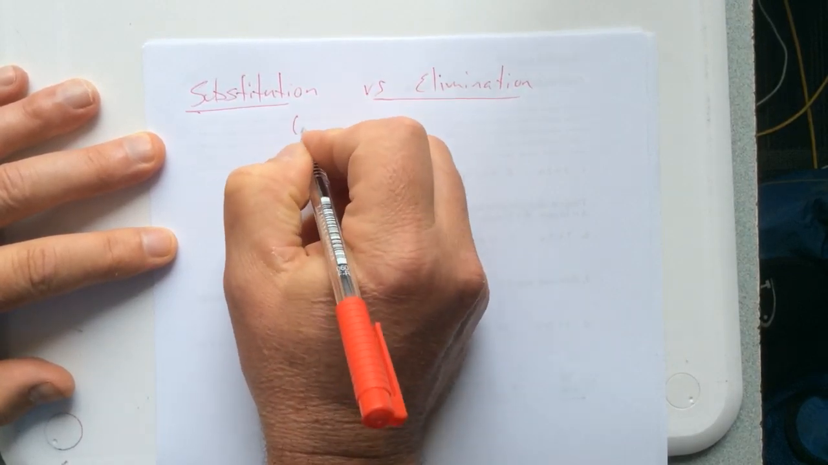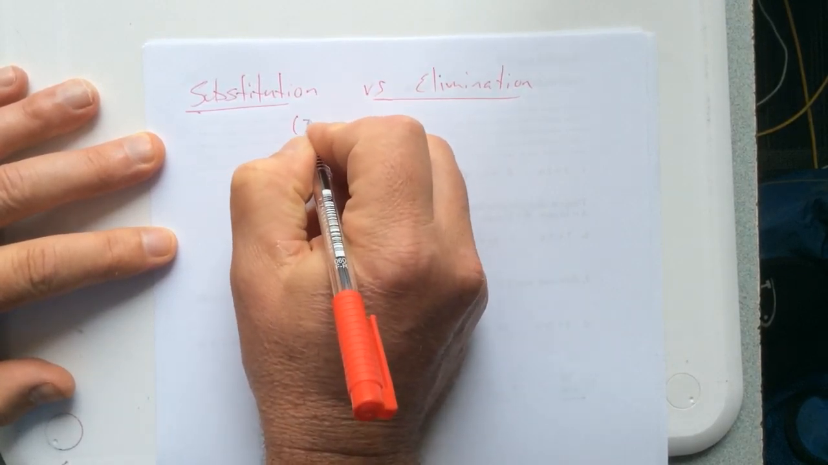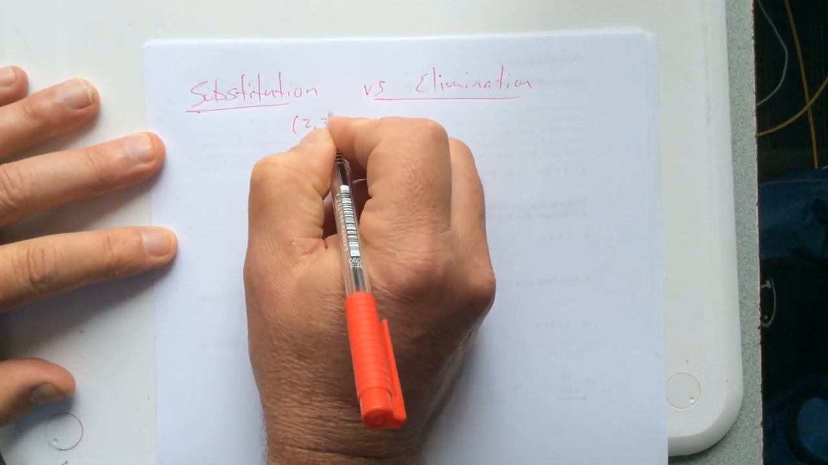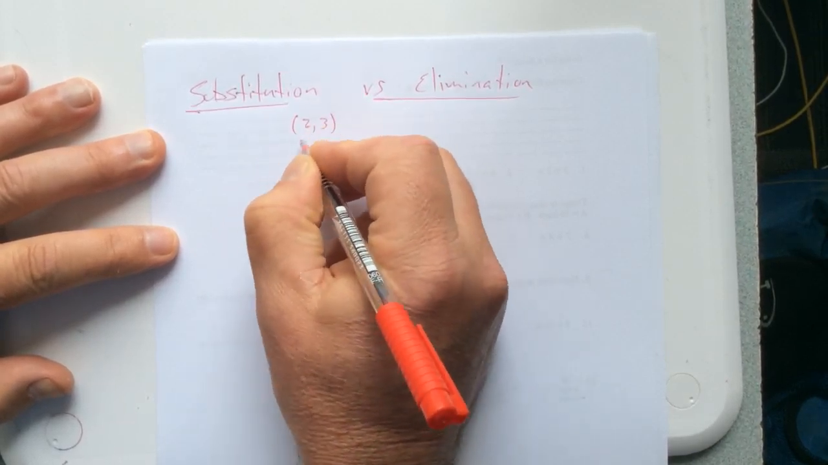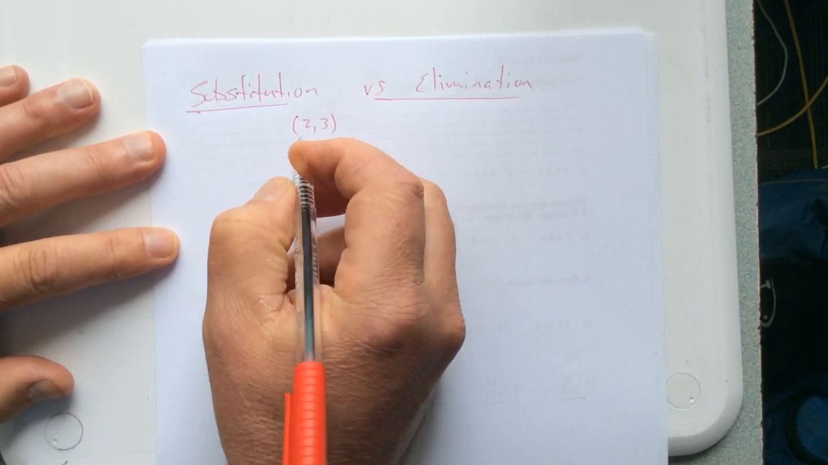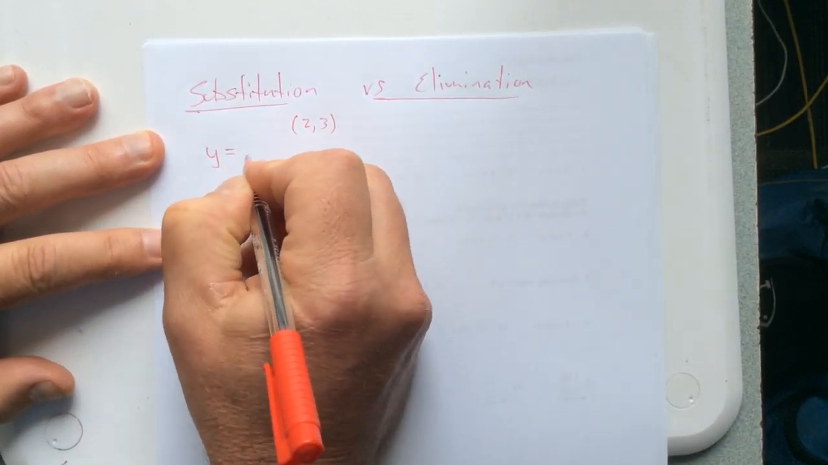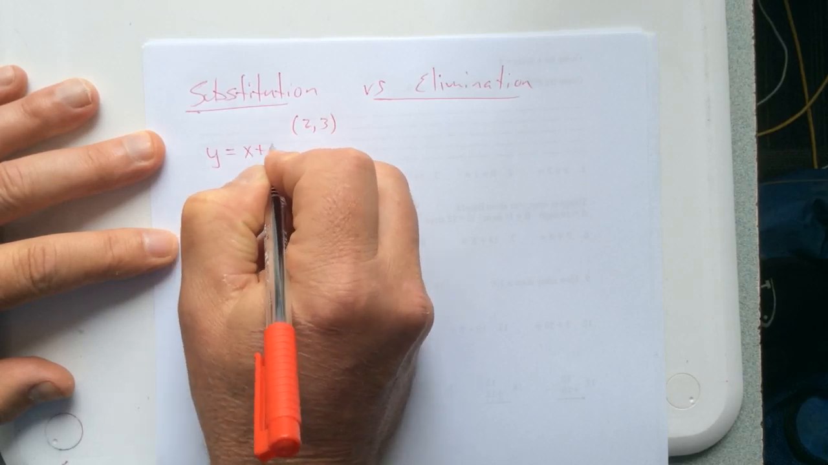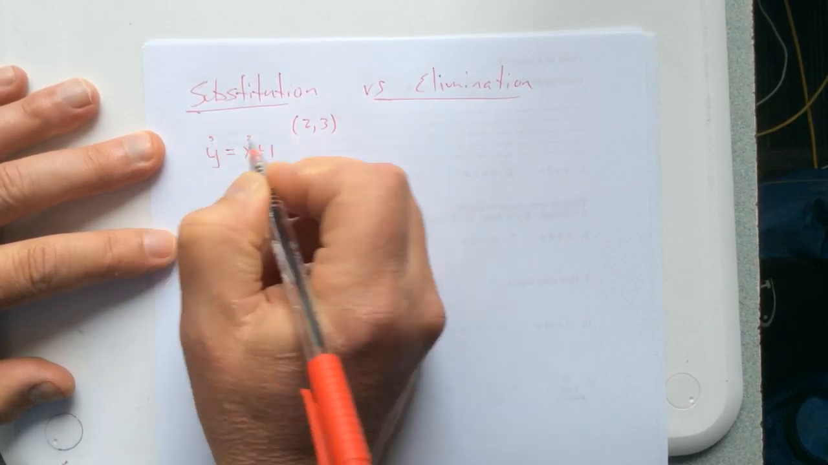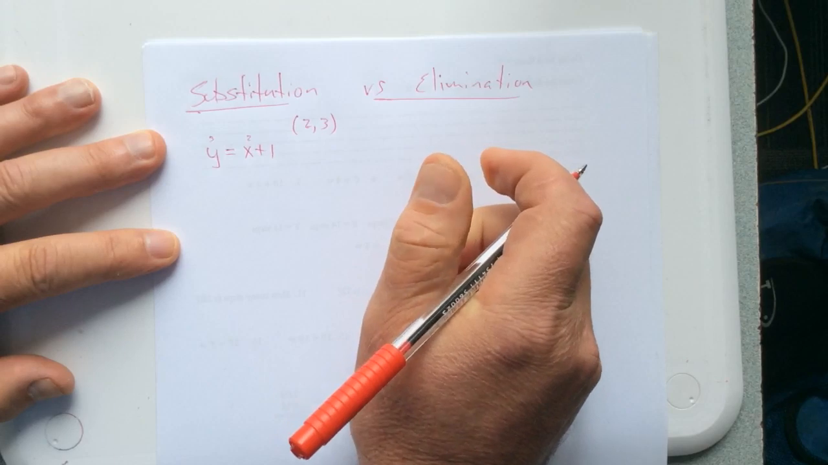I start with the answer. Let's say the answer is x is 2 and y is 3. Of course, you wouldn't give kids that at the beginning, but this is how teachers make up problems. So you just have to make it true. Something like y equals x plus 1. So see, if you put a 2 there and a 3 there, that's true.